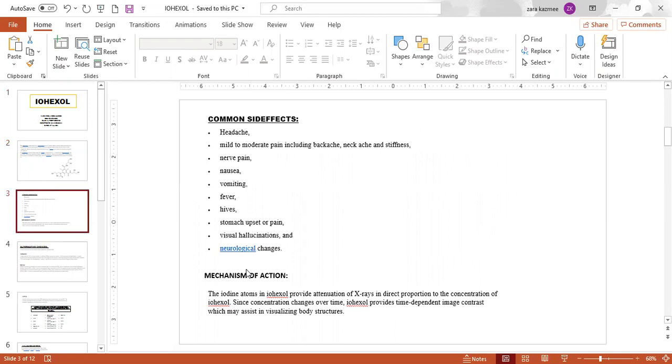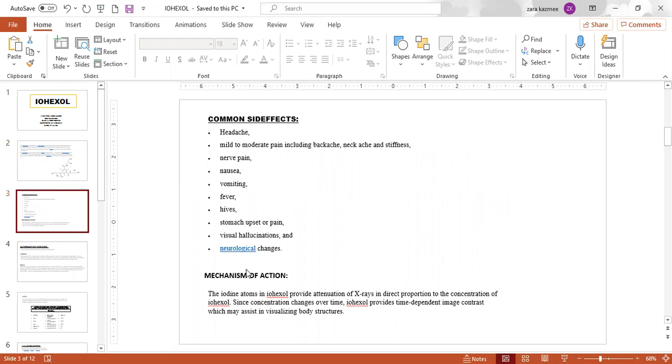So let's see what the common side effects of Iohexol are. That includes headache, mild to moderate pain, including backache, neck ache, and stiffness. Nerve pain, nausea, vomiting, fever, hives. We have a laundry list of common side effects caused by Iohexol.